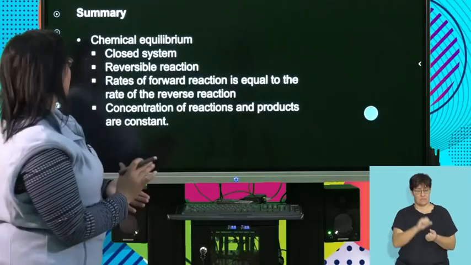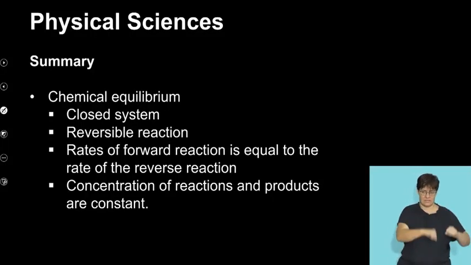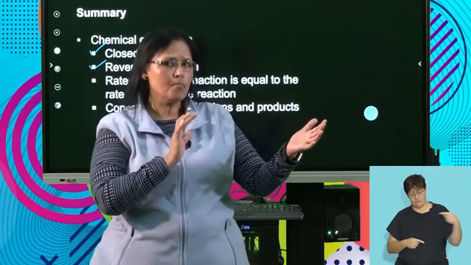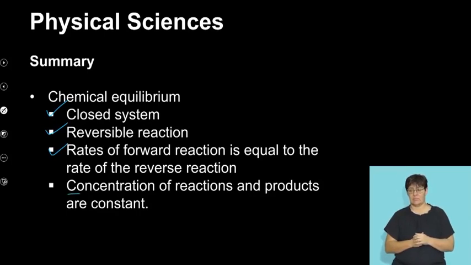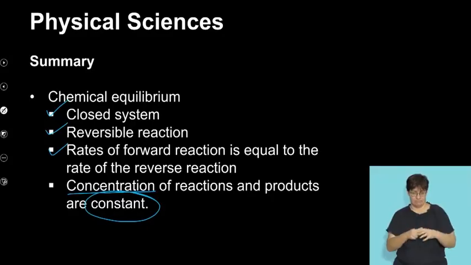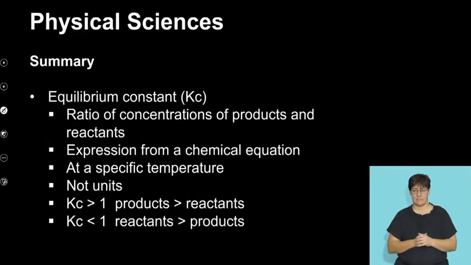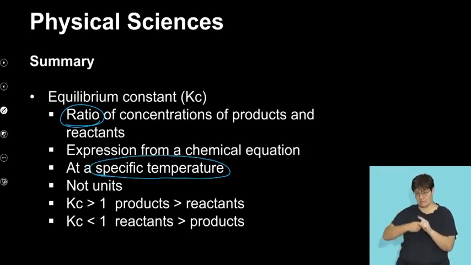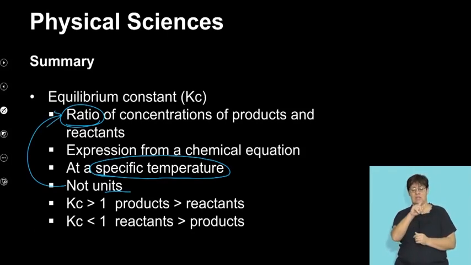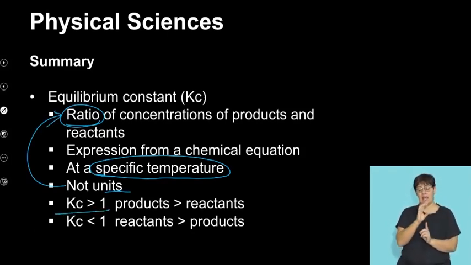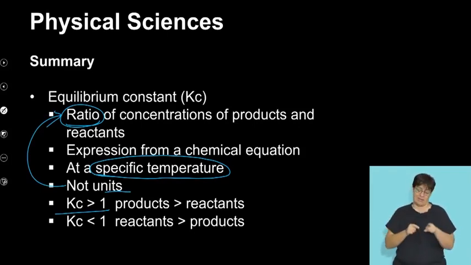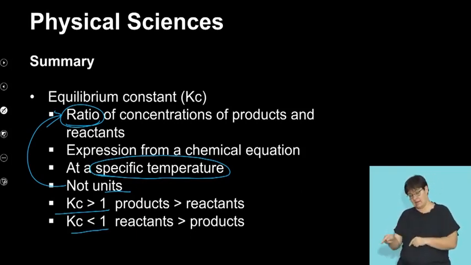To summarize, I just want to remind you that we spoke about a closed system. Chemical equilibrium only happens in a closed system, only with reversible reactions. The rate of your forward reaction must be equal to the rate of your reverse reaction, and the concentrations of everything remain constant. Then to summarize the equilibrium constant, or Kc, it is the ratio of the concentrations of your products and your reactants, expressed from the chemical equation. It only applies to a specific temperature. There are no units because it is a ratio. When Kc is bigger than 1, your products are more than your reactants. And when Kc is smaller than 1, your reactants are more than your products.